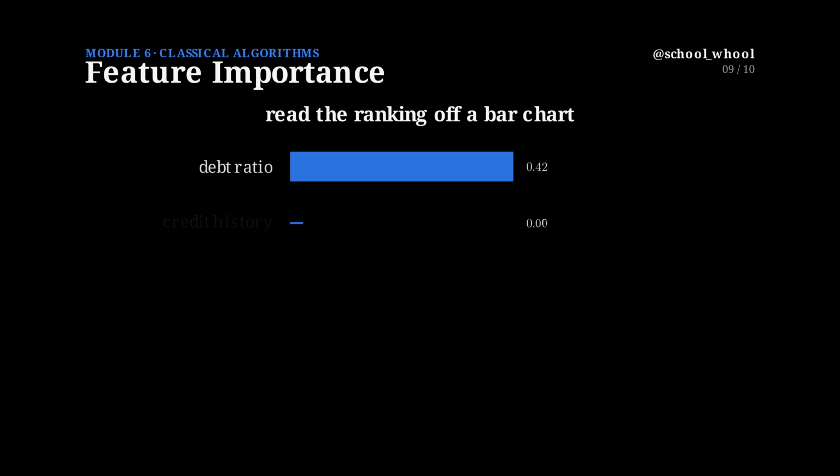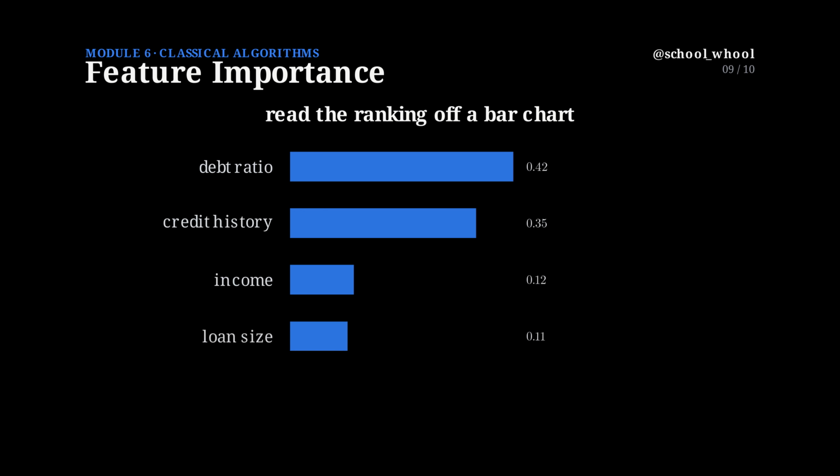Let's grow the bars from the real trained model. Debt ratio comes out on top at 0.42, the model's favorite clue. Credit history is close behind at 0.35. Income and loan size trail far behind, around 0.1 each. In one glance, we see the forest leans on debt ratio and credit history, and barely touches the other two.